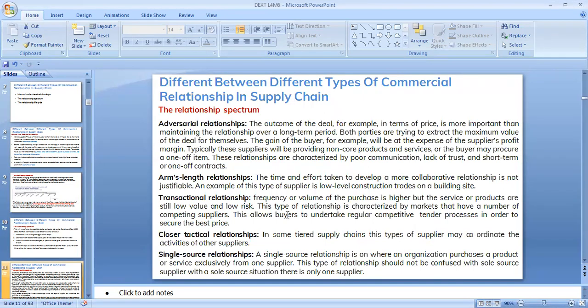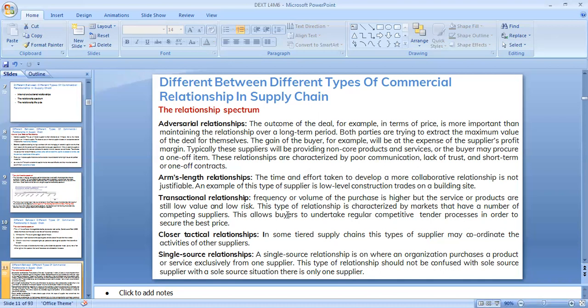If you're going into the market with an adversarial mindset, you just want to go and grab and beat prices down, and walk out. So the adversarial relationship says the outcome of the deal, for example, in terms of price, is more important than maintaining the relationship. You are about prices. You want to beat the price and you don't care about long-term relationship. Now you and the supplier are looking for ways, coming up with strategy to extract maximum value from one another.